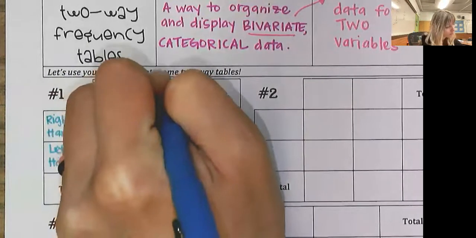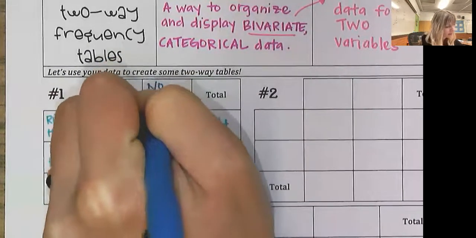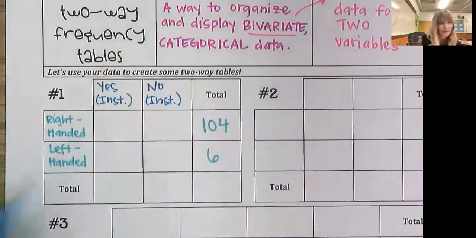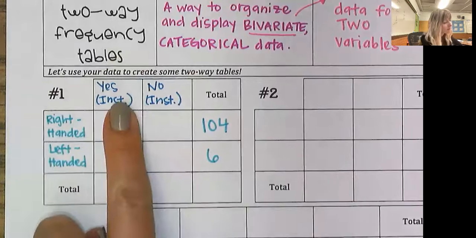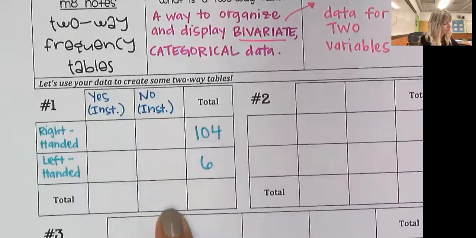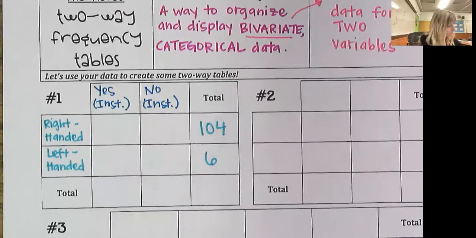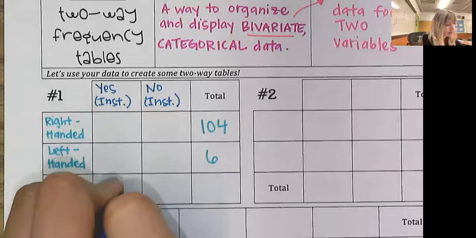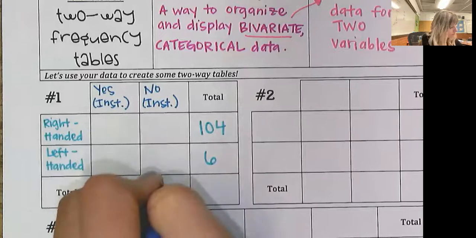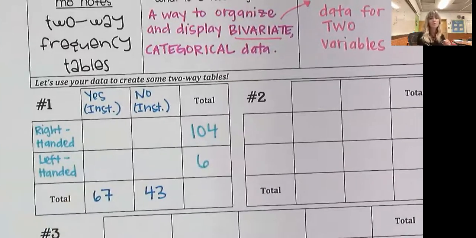Or no. Some of you said, yes, I play an instrument. And I didn't specify which. I just said, do you play an instrument? And you either said yes or no. Once again, I'm going to come all the way down to the bottom of this column here. And I'm going to tell you the totals of that question. 67 of you said, yes, you play an instrument. And 43 of you said, no, you don't.